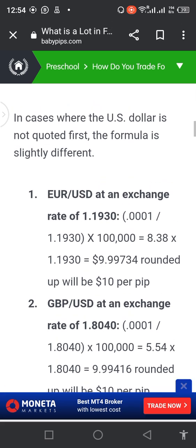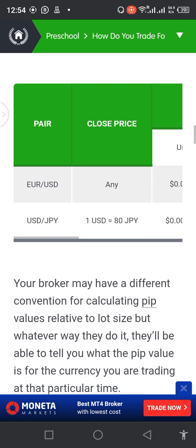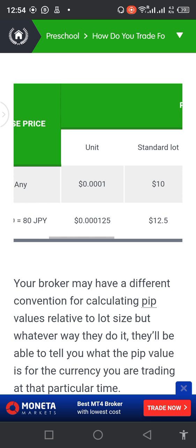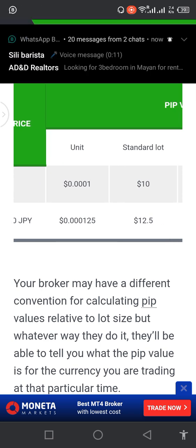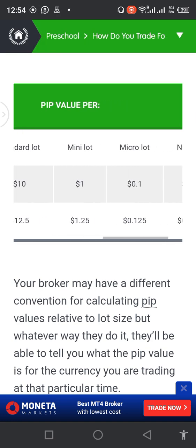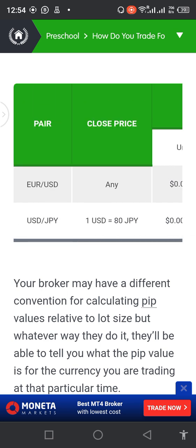Okay, so I hope all is well and we do understand. Here is an example of pip values for Euro USD and USD JPY, depending on the lot size. When you see the pair Euro against the USD, the pip is 0.0001, and then the standard lot is 10, mini lot is 1, micro lot is 0.1, nano lot is 0.01. So this is how it goes.